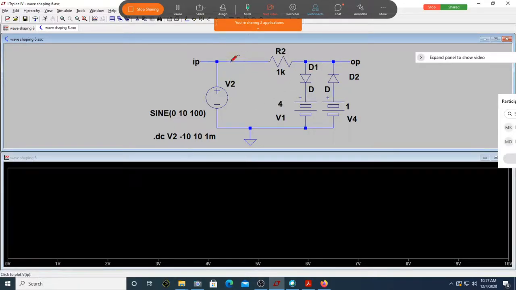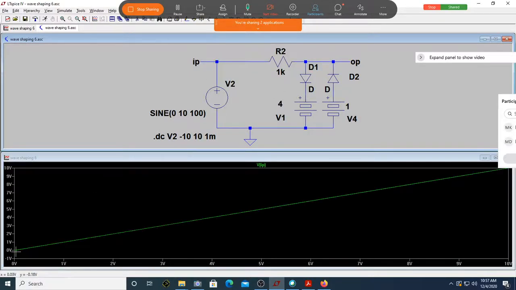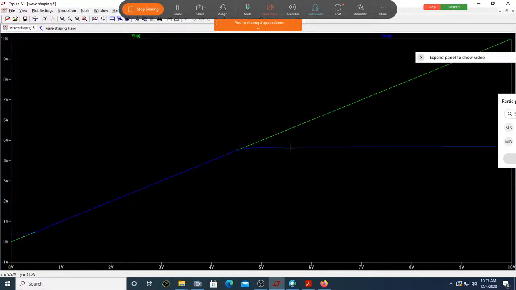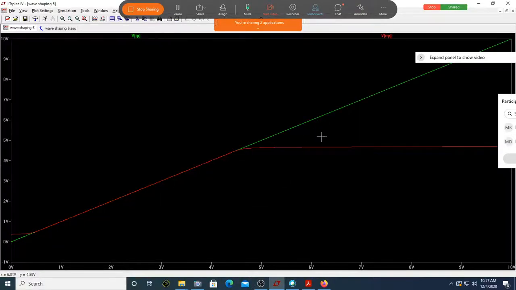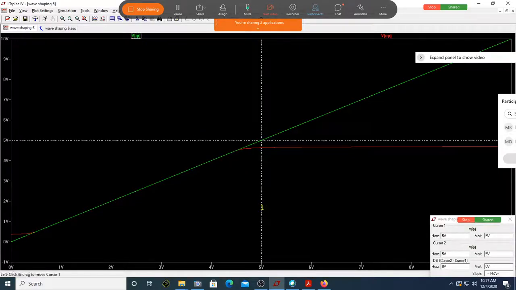Let me see what is the input. Can you see this is that dotted line? Yes, sir. This is that other one. So let me just make this a different color. It is this. I make it red. Now you can take a cursor on the input line.